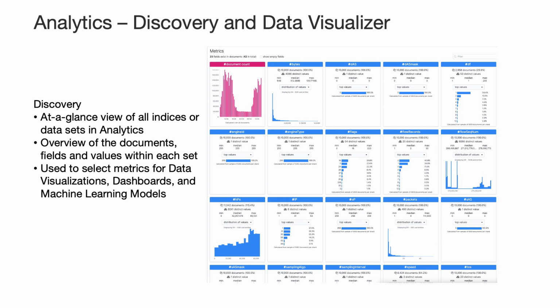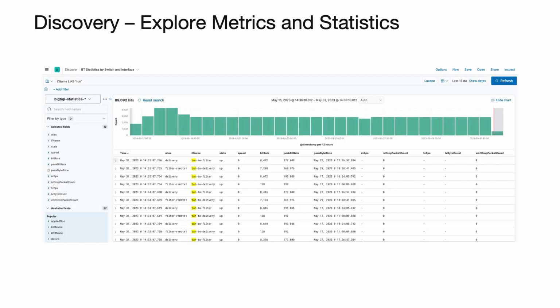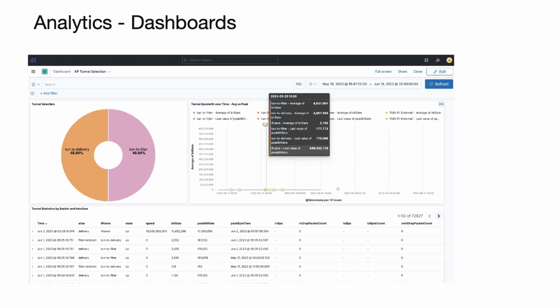The first thing we'll do is look at discovering the data that's in the cluster. There's a function called discovery, which allows us to visualize the fields and the records that are being collected. Interrogating some of these, we can create complex queries to look for just tunnels, interface, peak stats, dropped packets, performance overall of the tunnel over time. And we can create dashboards from this information.